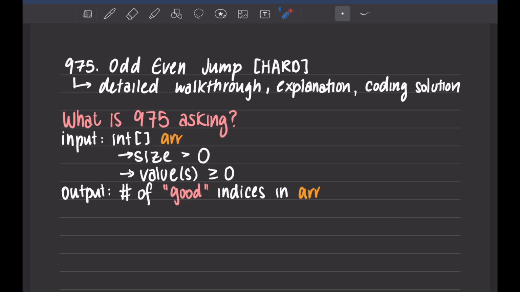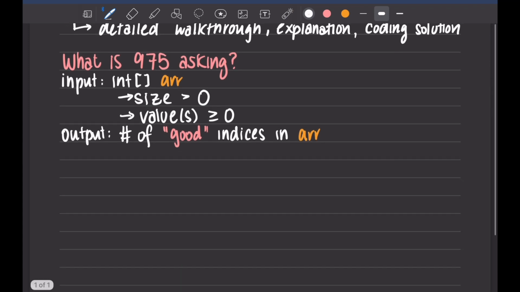So given this integer array with these restrictions, the question is asking us to code out something that can return the number of good indices in this array. So what does a good index mean in the context of this problem? Here the notation gets a little tricky, but I'm going to try my best to explain as clearly and concisely as possible.